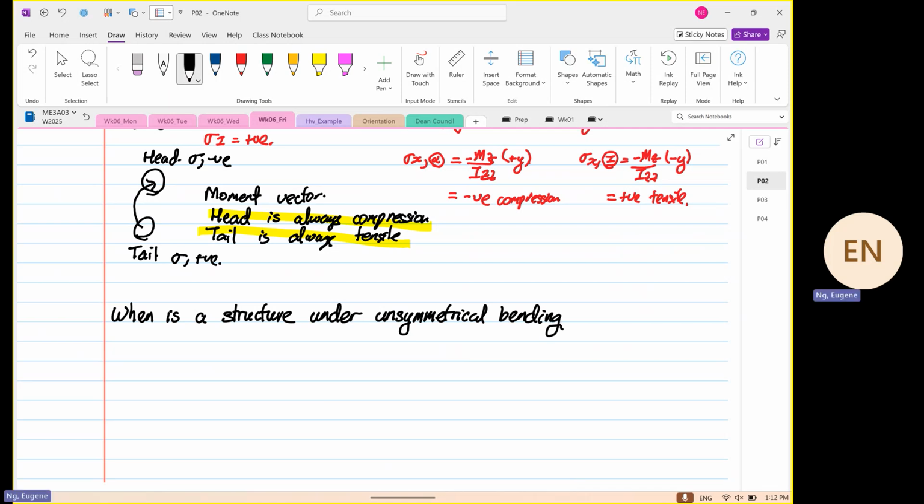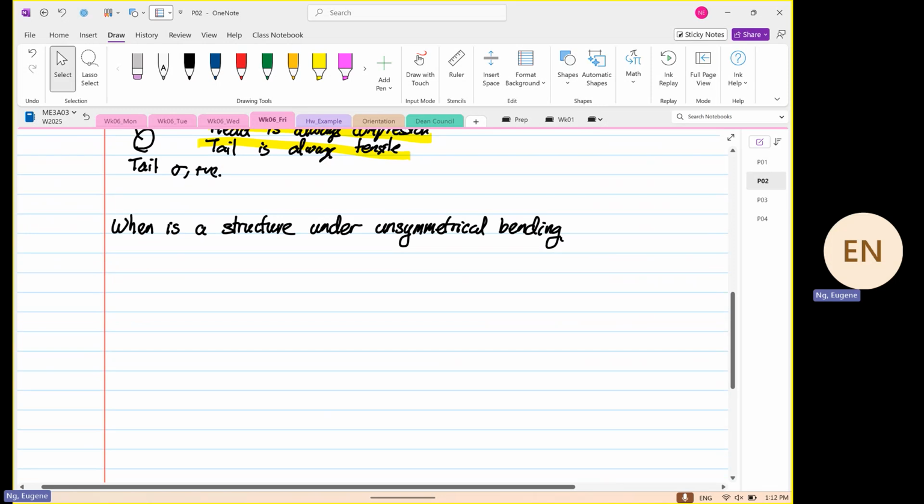Okay, now the next thing I want to highlight, when do we classify when it is unsymmetrical? Okay, so now I'm going to draw another structure.